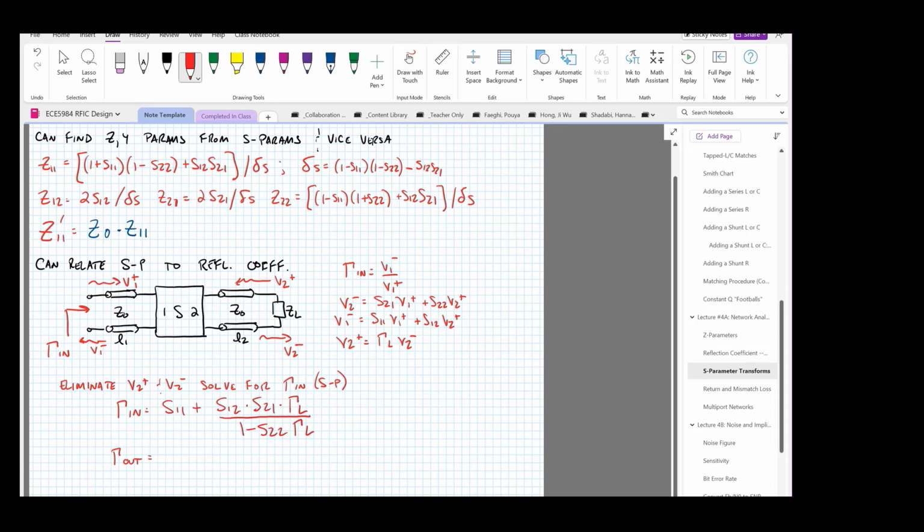And likewise, we can start from the output port and go back through the circuit the other way. You're going to get a very similar expression. Really, we're just going to swap 2's for 1's everywhere.